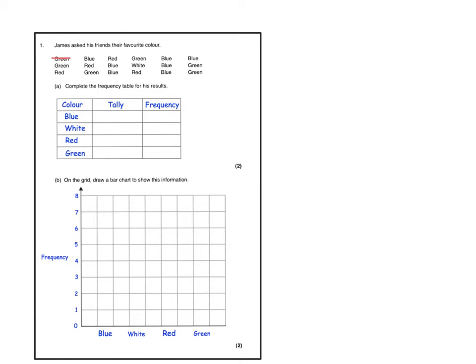So I've got green, blue, red, green, blue, blue, green, red, blue, white, blue, green, red, green, blue, red, blue, green.